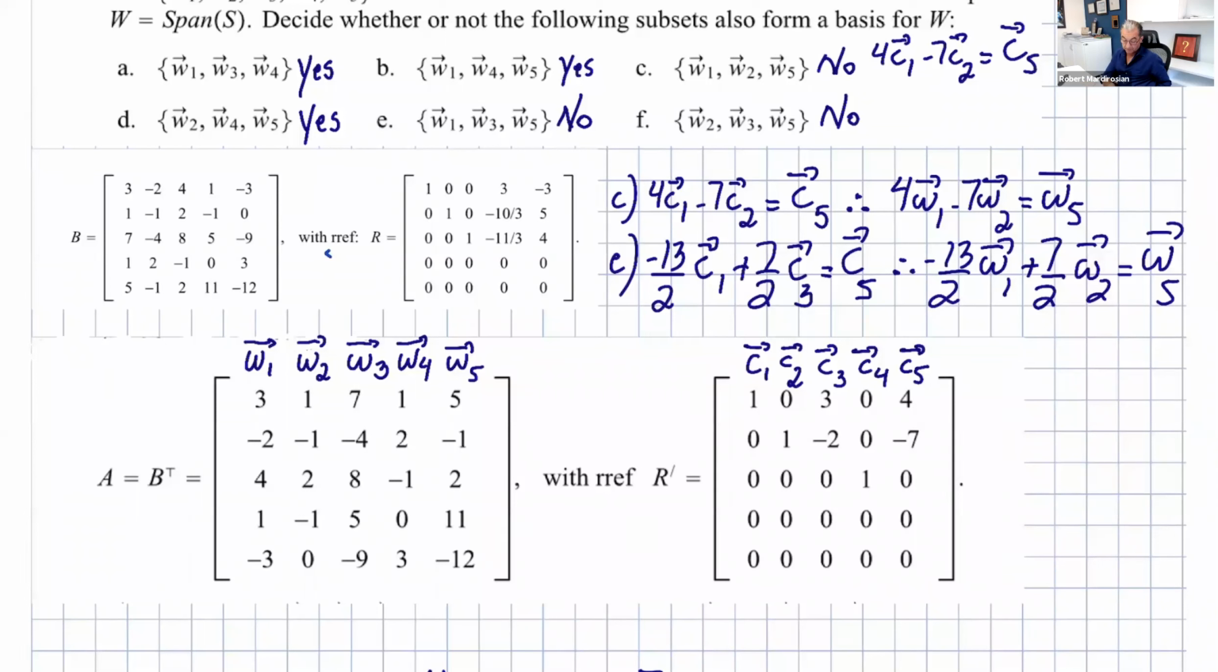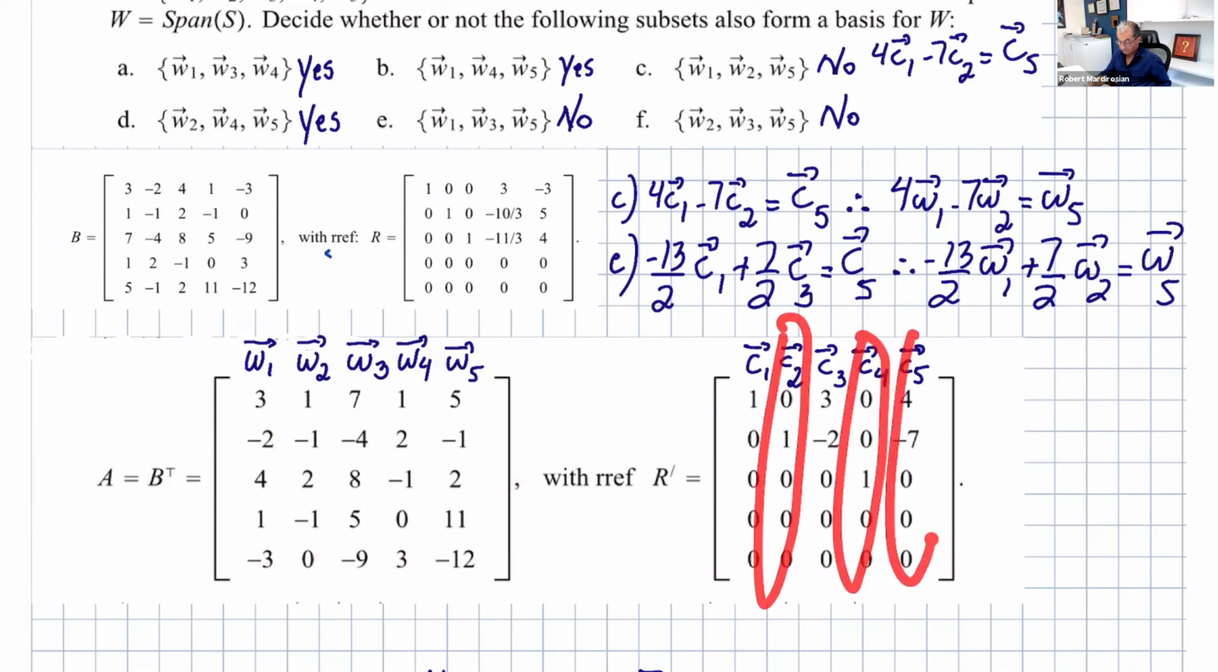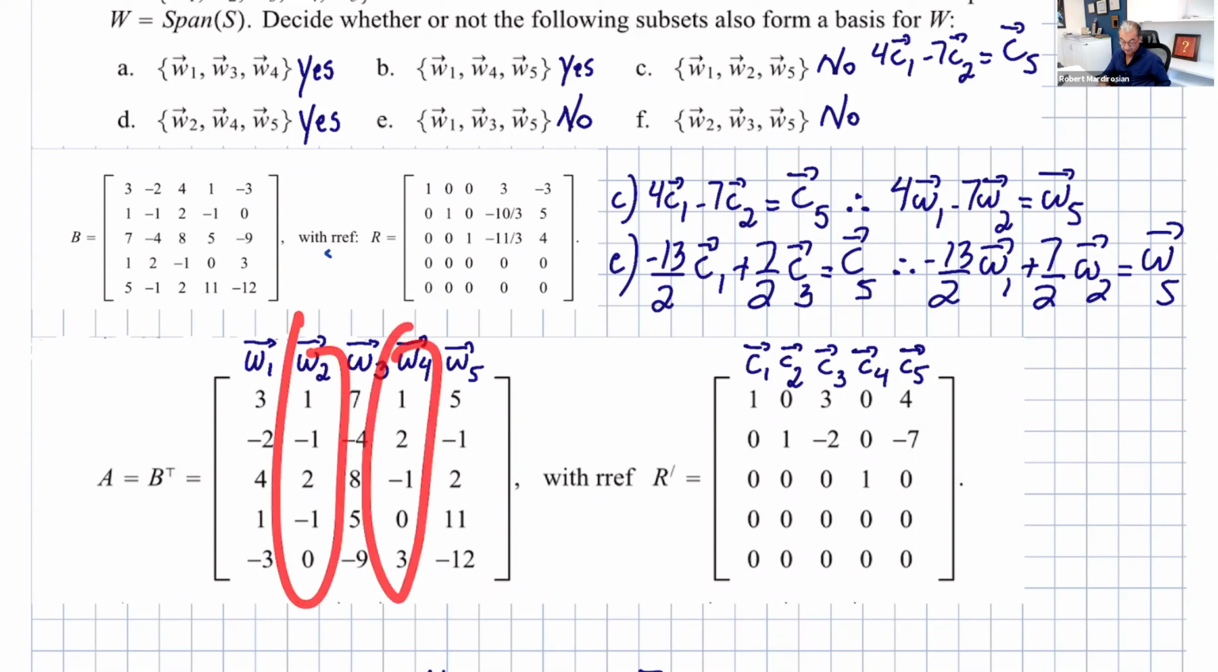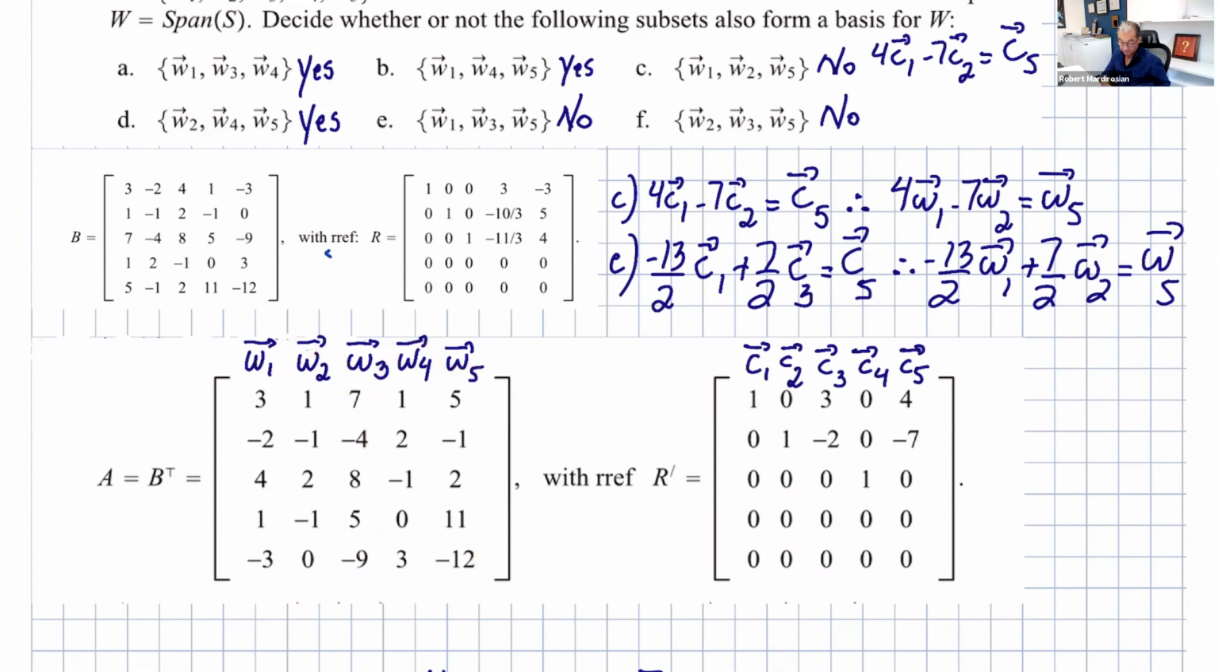Next one, D: W2, W4, and W5. Let's check C2, C4, and C5. We see clearly that you cannot write C5 as a linear combination of C2 and C4, or any of the other two. So these are independent vectors. If C2, C4, and C5 are independent, then automatically W2, W4, and W5 will be independent, so they can form a basis.